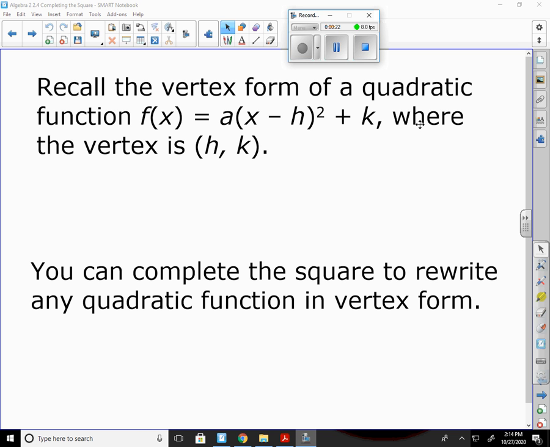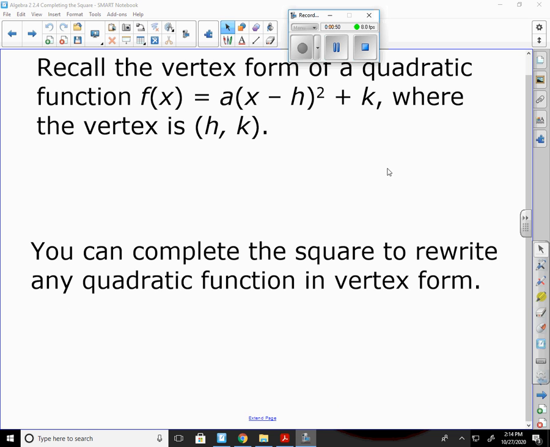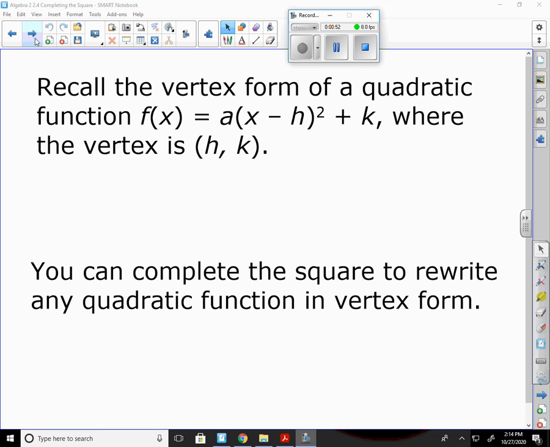Remember that the vertex form is f of x equals a times x minus h squared plus k, where the vertex is h and k. So it's the opposite sign of whatever's inside for the h, or the x coordinate, and the k stays the same. We can now complete the square to rewrite any quadratic function in vertex form. That way we can help find the vertex using completing the square, basically the same way that we do with our roots.